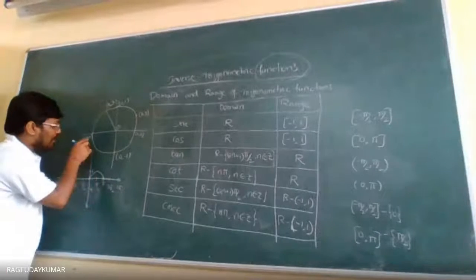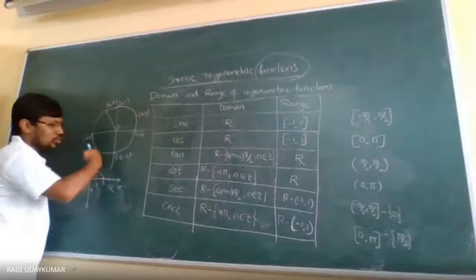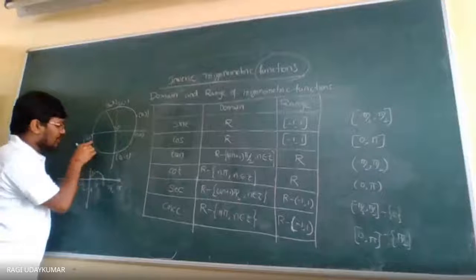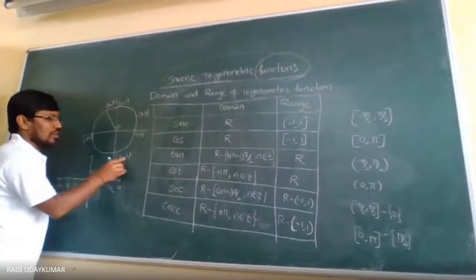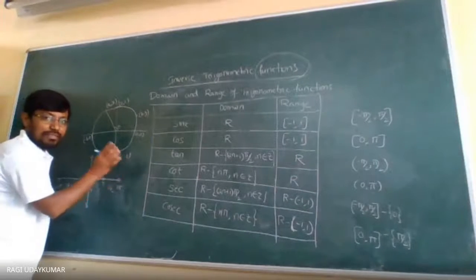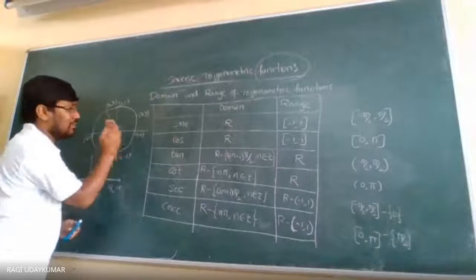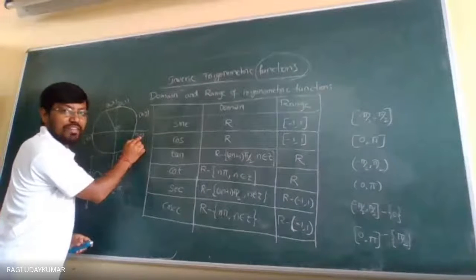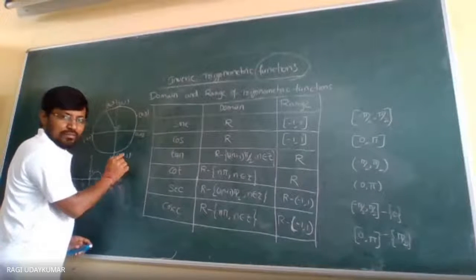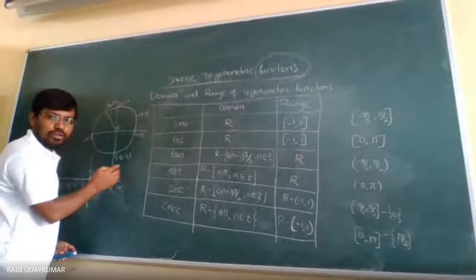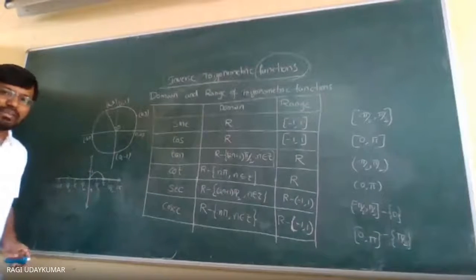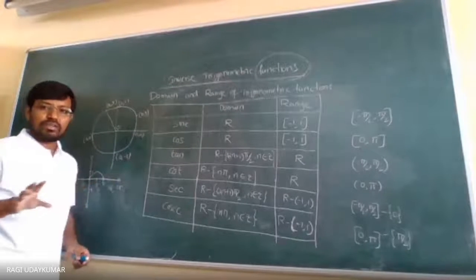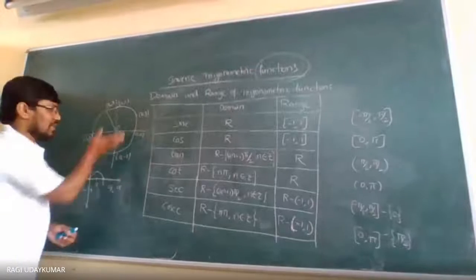Then when it goes from pi to 3 pi by 2, it comes downwards. The value decreases from 0 to minus 1. Because we are drawing the sine function, we need to look only at the y coordinate. Here the y coordinate is minus 1, so at the place of 3 pi by 2 it is minus 1. If you forget, 3 pi by 2 is 270 degrees. Sometimes you may get confused and forget 90 degrees.